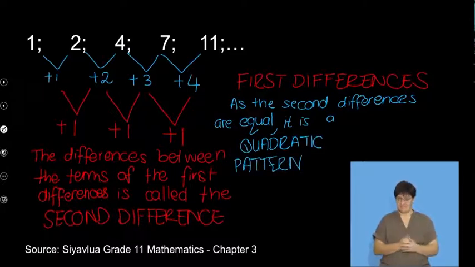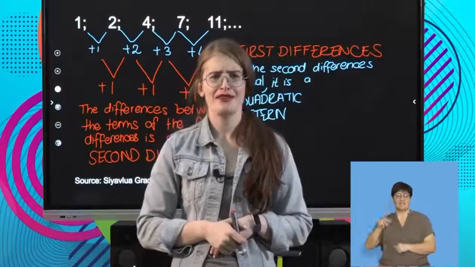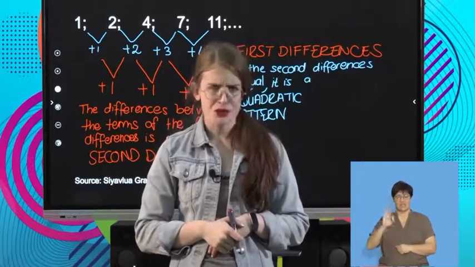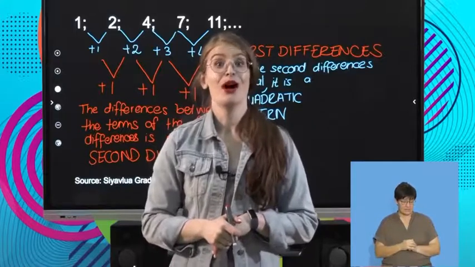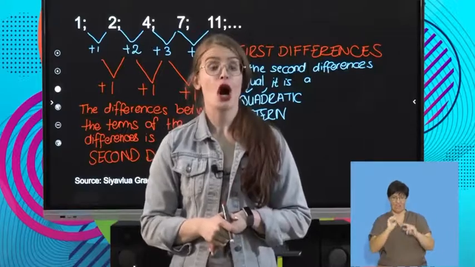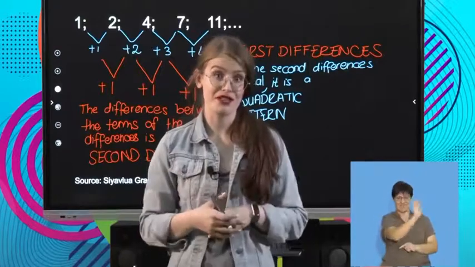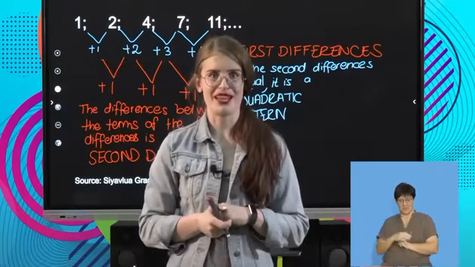Okay, so I'm going to ask a hypothetical question. If I gave you the pattern 5, 10, 15, 20, 25, 30, is that a quadratic pattern? I'm hoping that you're going to be saying no, because that has a common difference or a common first difference of 5. So that means it is not a quadratic pattern.